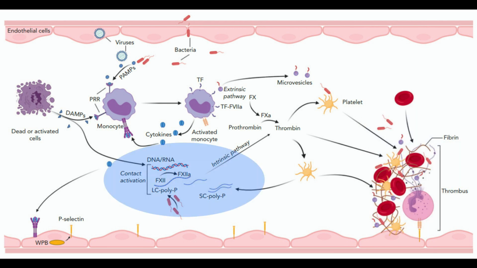Factor XII autoactivation can occur upon contact with pathogens, PAMPs, DAMPs, and cell debris. Long-chain polyphosphates from bacteria and short-chain polyphosphates from platelets, as well as extracellular nucleic acids, DNA, and RNA, induce FXII autoactivation. This triggers the intrinsic coagulation pathway. Both extrinsic and intrinsic pathways converge into a common coagulation mechanism. Thrombin generation occurs, leading to platelet activation. Formation of fibrin and thrombus is the end result.